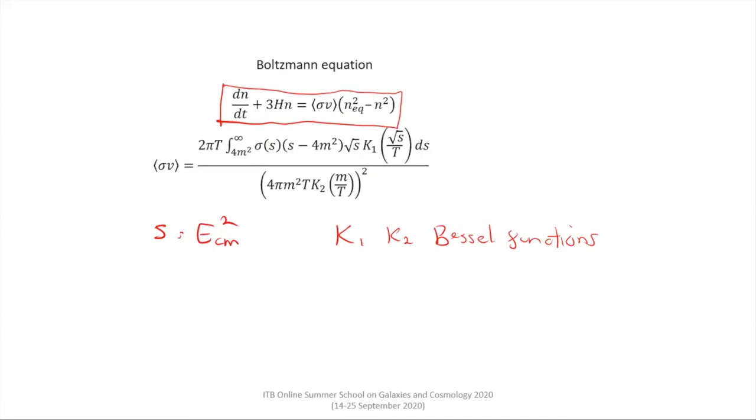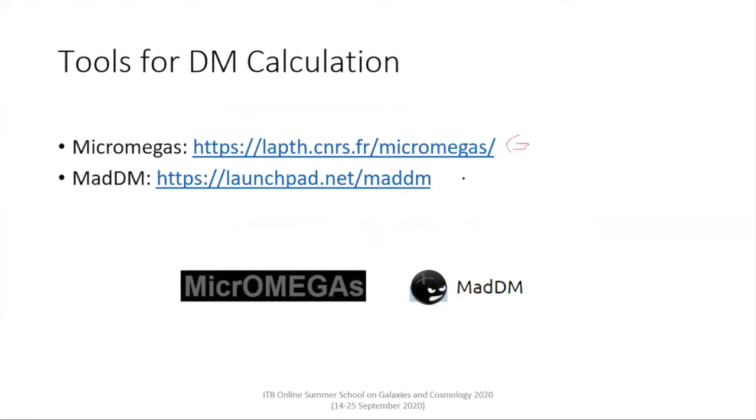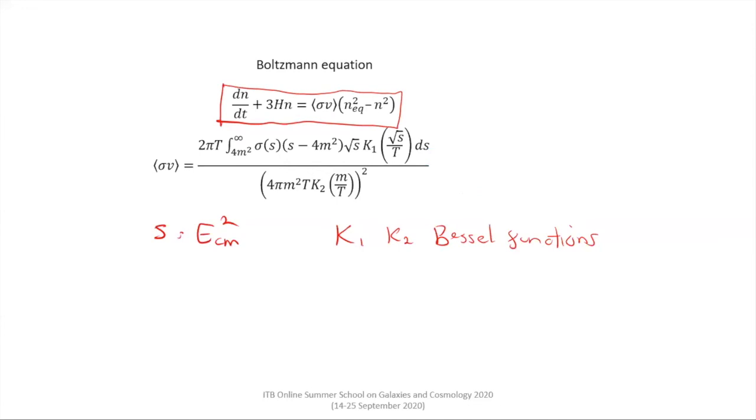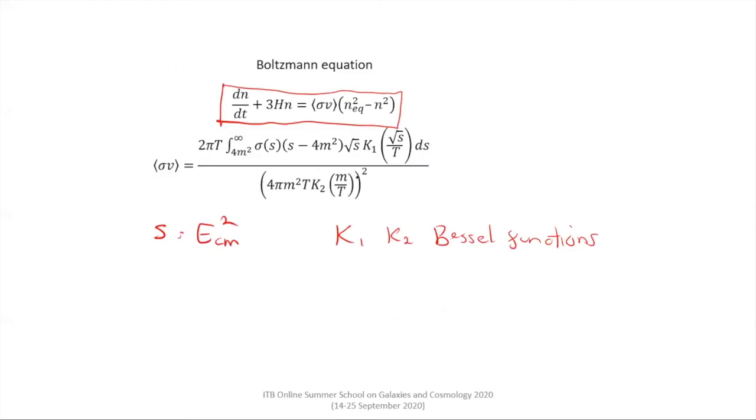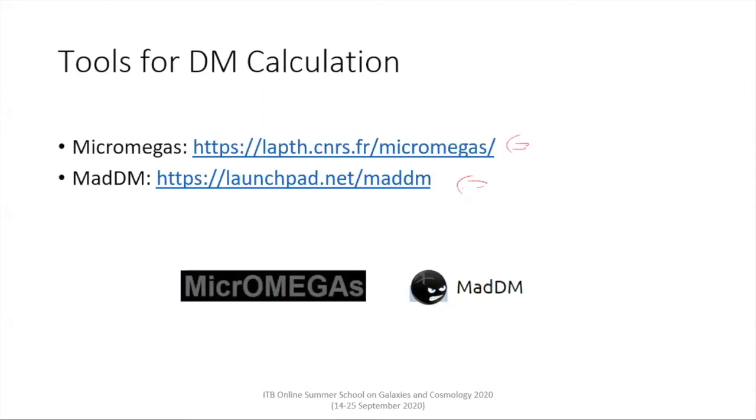Luckily, if you really want to go into this, there are packages out there, like Micromegas or MadDM. If you have a specific particle physics model, you can just download these and solve this Boltzmann equation numerically. You really don't have to solve this differential equation yourself. Just use this package and you are good to go. It's even better, because this package can also calculate the cross section for direct detection and other things as well. So it's just info for you. In case one day you really want to work on this subject, you don't have to go through the pain of solving this Boltzmann equation. Really painful, trust me.